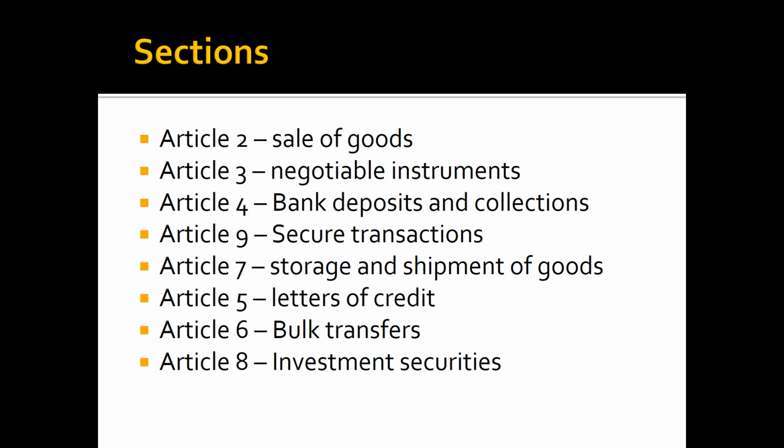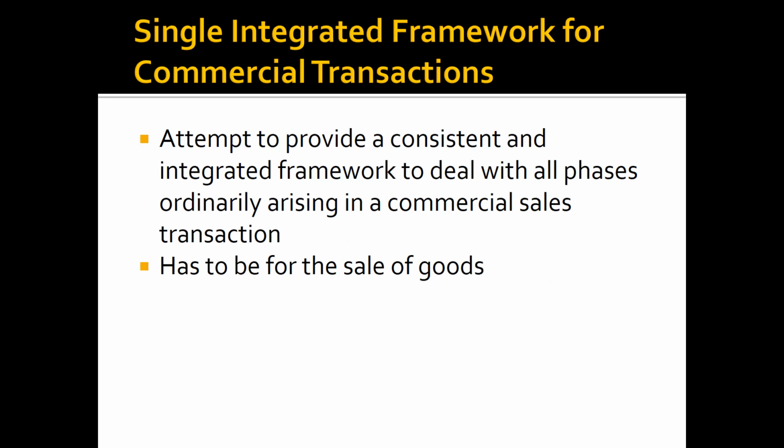Secured transactions, which we'll talk a good deal about later in the course. Storage and shipment of goods, kind of self-explanatory. Letters of credit, not something we'll spend much time on, but basically another methodology of credit. Bulk transfers, most of that's actually been repealed. You could think of that kind of as a going out of business sale. And then investment securities, Article 8.